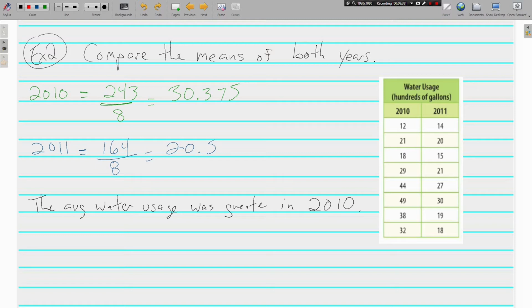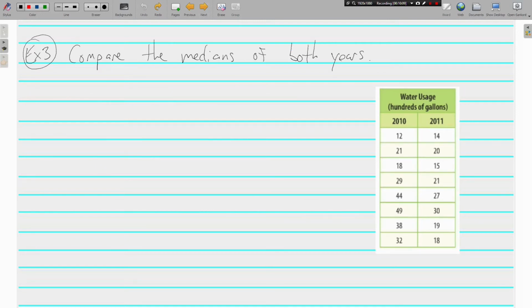If we were asked to draw a conclusion or make an inference about this, we might say something like, well, maybe they used less water in 2011 because they were trying to conserve water. You know, they were going green and wanting to do their best to save the planet. So maybe that's why they used less water. That's an inference we could draw based on the data that we have. So that was comparing the means.